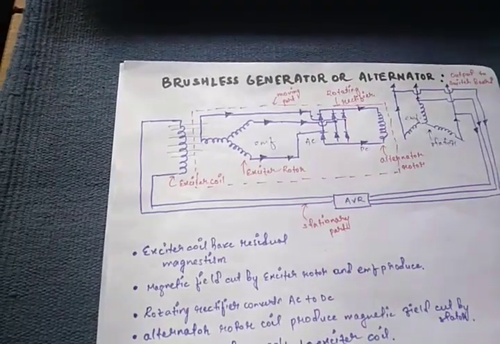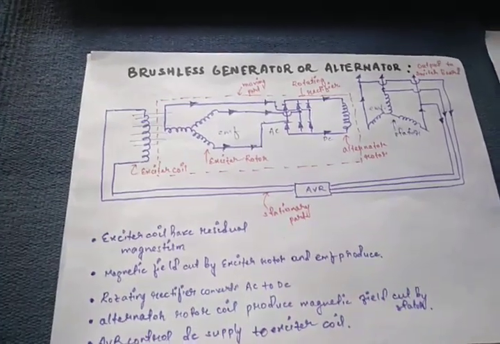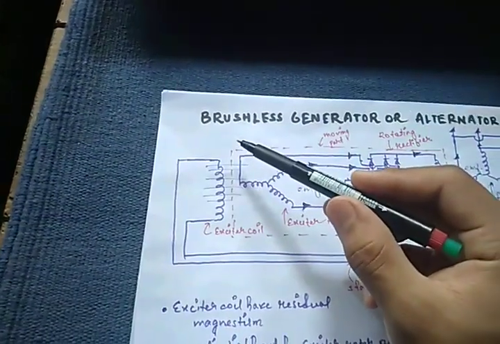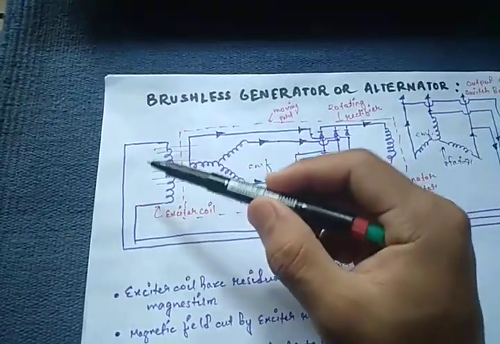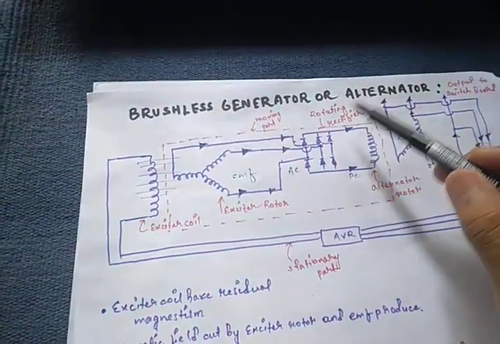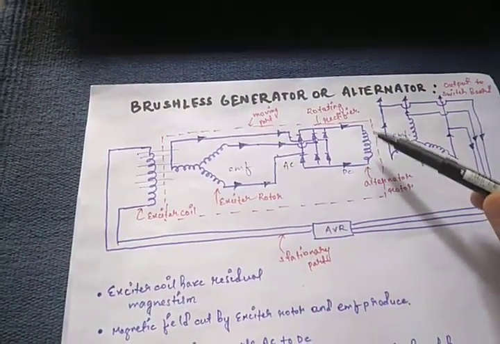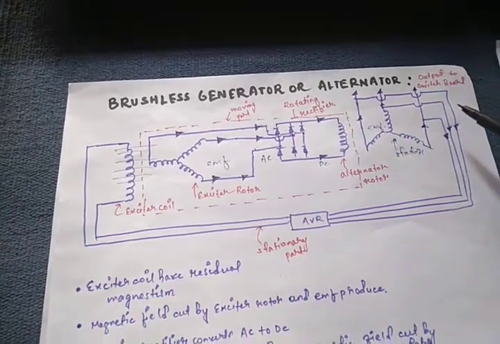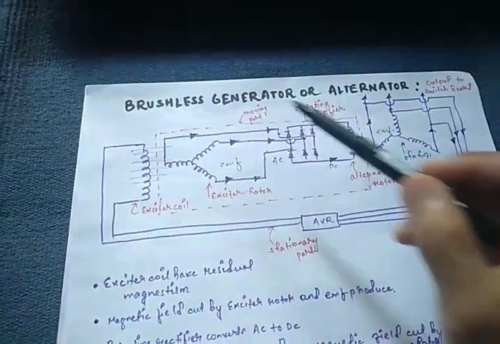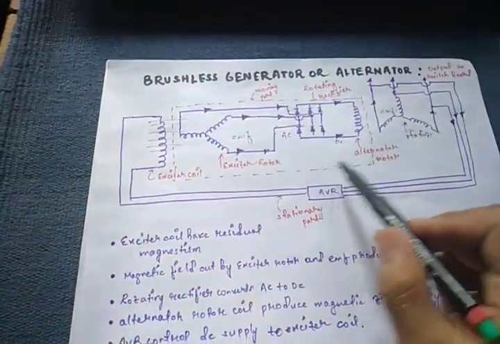So let us look into the brushless generator, also known as the brushless alternator. I have drawn this diagram. Here, this is the exciter coil. This is the exciter rotor. This is the rotating rectifier. This is the alternator rotor, and this is the output to the switchboard. The whole of this part is a moving part, and this part is a stationary part. So here is the AVR.